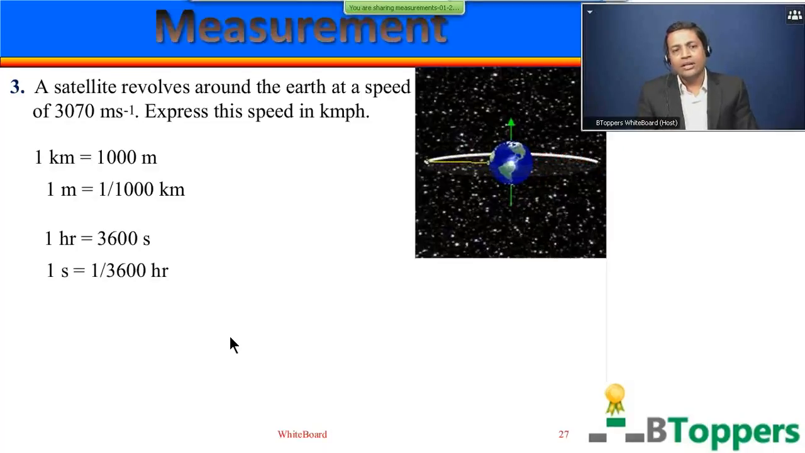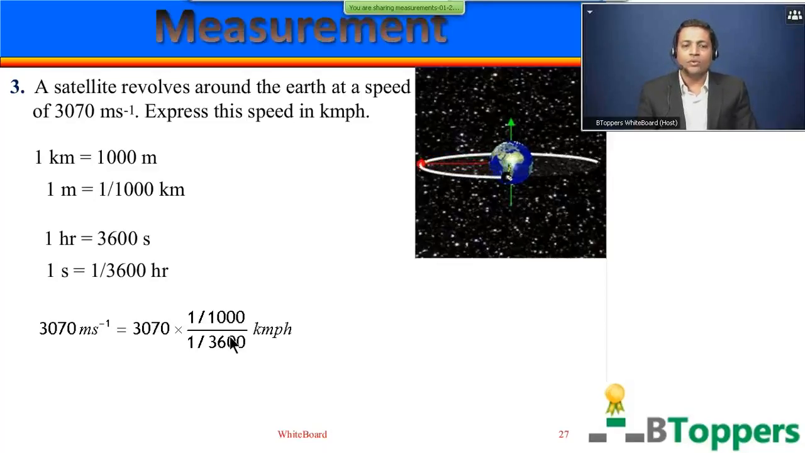So if you want to write down 3070 meters per second in kilometers per hour, it would look like this. So 3070 meters per second is the same 3070. Now this meters is converted to kilometers, that is 1 by 1000 of a kilometer. And then this one is 1 by 3600 of an hour. So the same number is now measured in kilometers per hour.